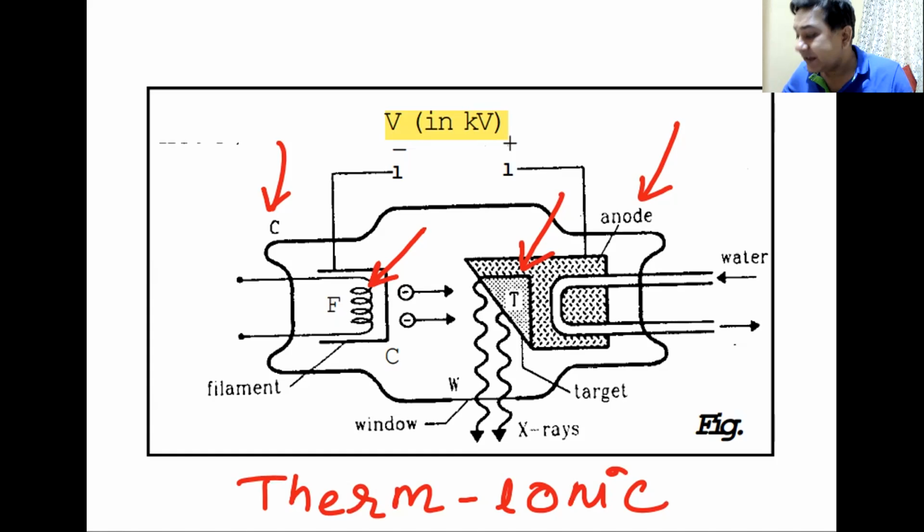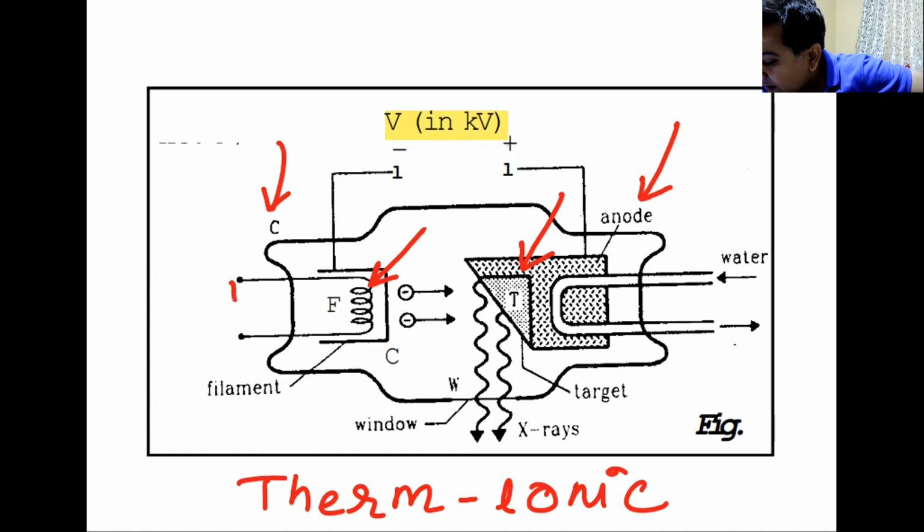And we are heating up that filament. And when this filament gets heated up, it starts to emit electrons. Do you understand this? Yes, sir. Now to heat this filament, we also need to give it some voltage. Yes or no? Yes, sir.